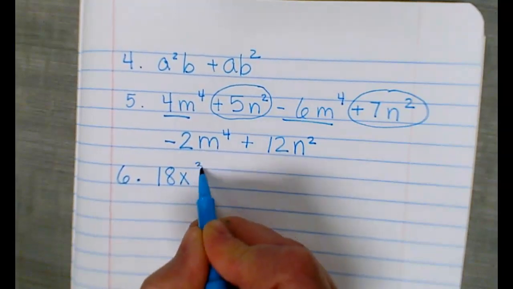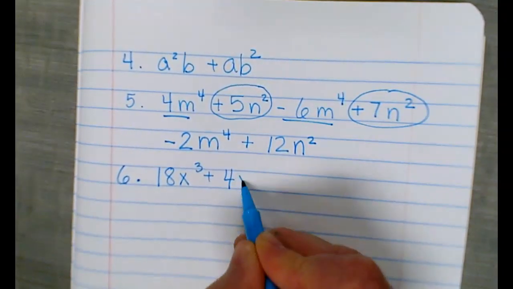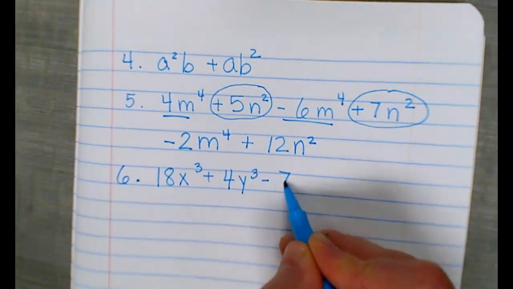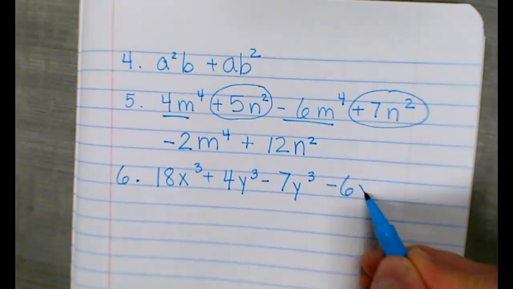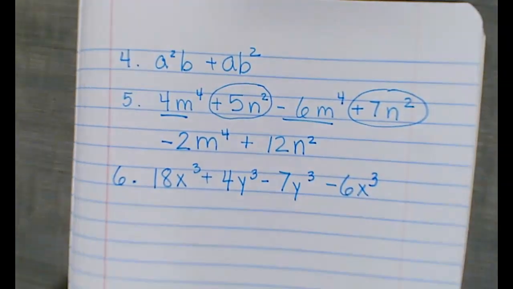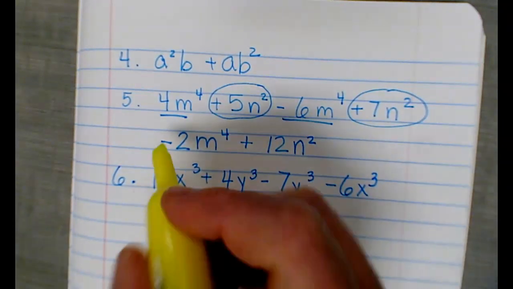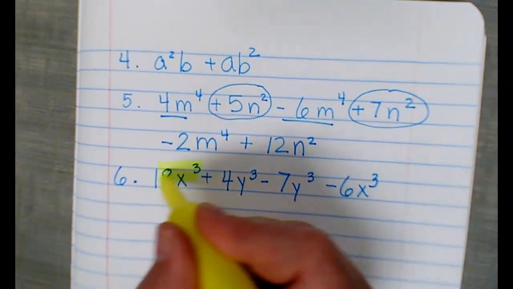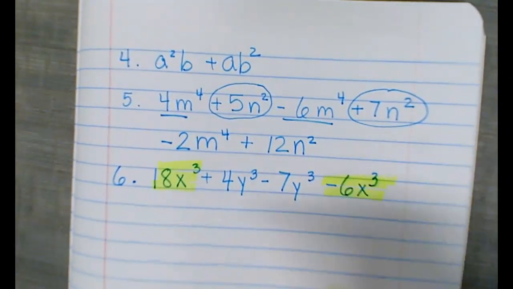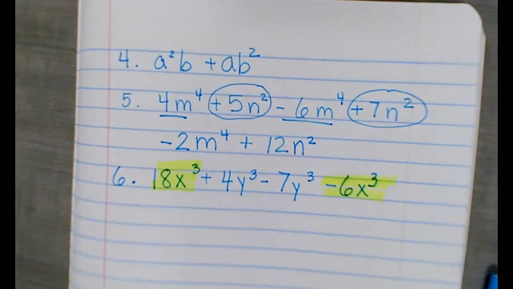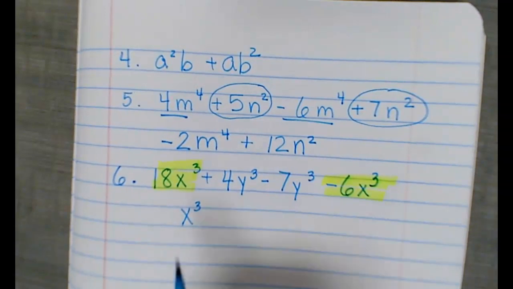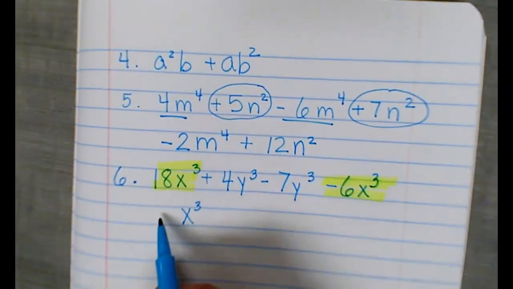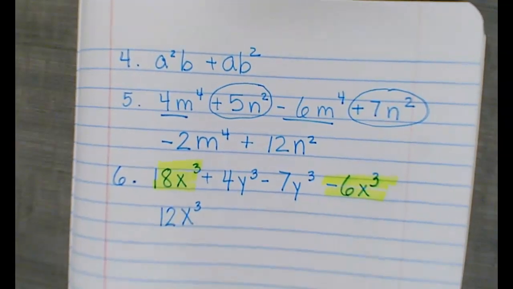18x to the third power plus 4y to the third power minus 7y to the third power. Everything's to the third power, does that mean I can add it all together? This one adds to this one because they both have x to the third power, and my answer will have x to the third power. 18 plus a negative 6 is 12.